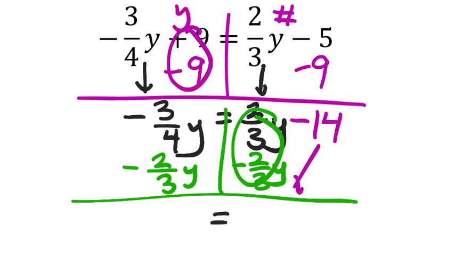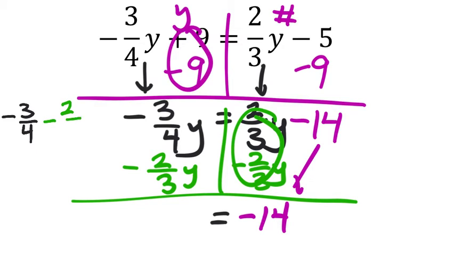Negative 14, let's go and drop that, negative 14. And then I got negative 3/4 y minus 2/3 y. Oh, geez. Let's do this here on the left. So I'm going to do it by hand. I know some of you got calculators, but I just forgot mine. I guess I could pull one up.